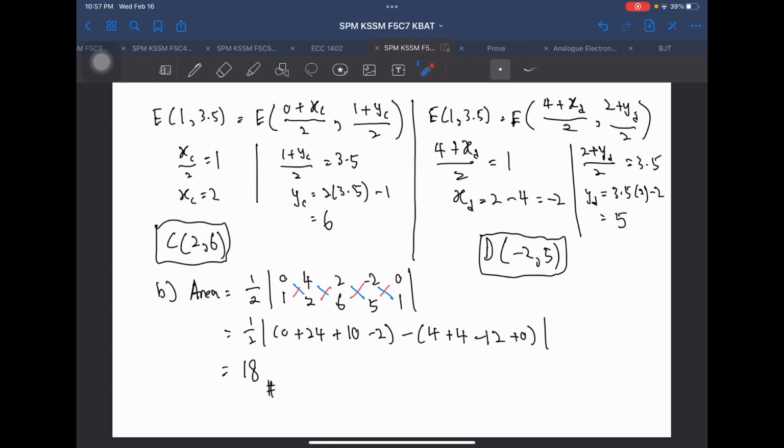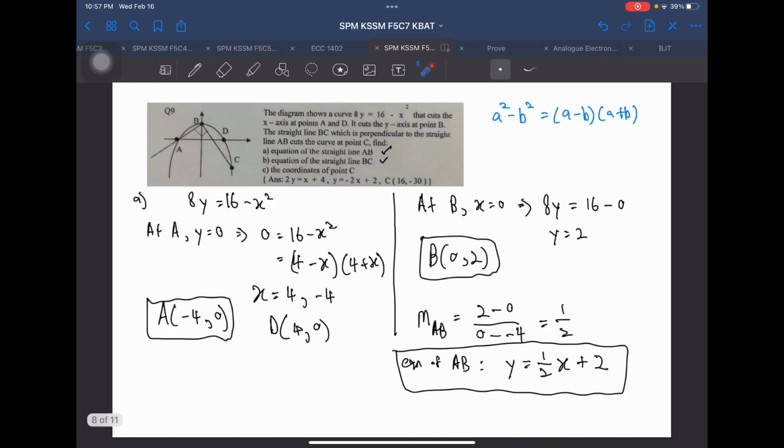Okay. Next, the third question. So you are given this diagram, and note that the curve is 8y equals 16 minus x squared, and it cuts the x-axis at points A and D. So A and D are x-intercepts. It cuts the y-axis at point B. B is the y-intercept. Straight line AB is perpendicular to BC. And this C cuts the curve.